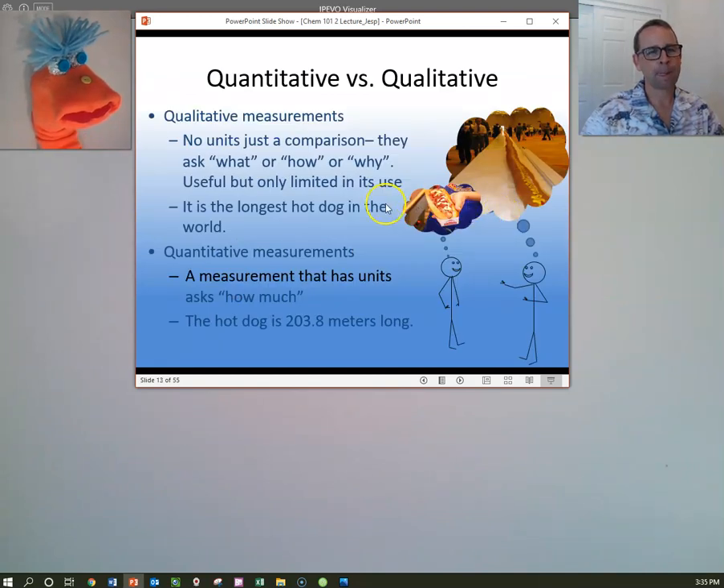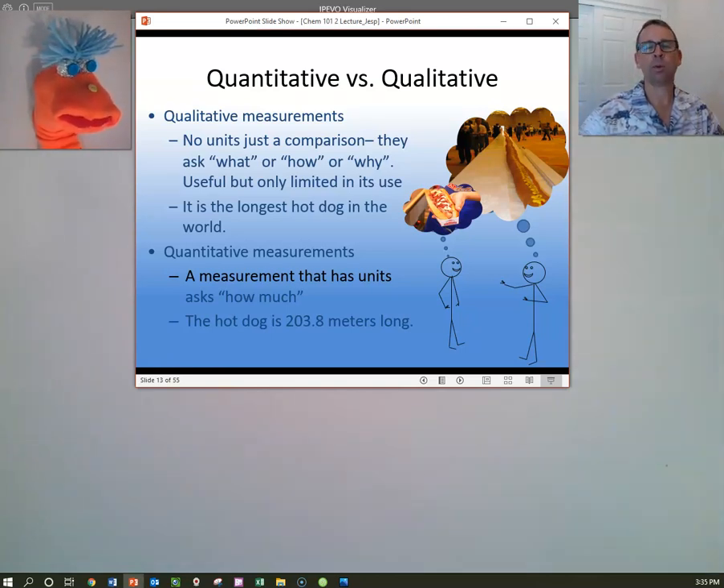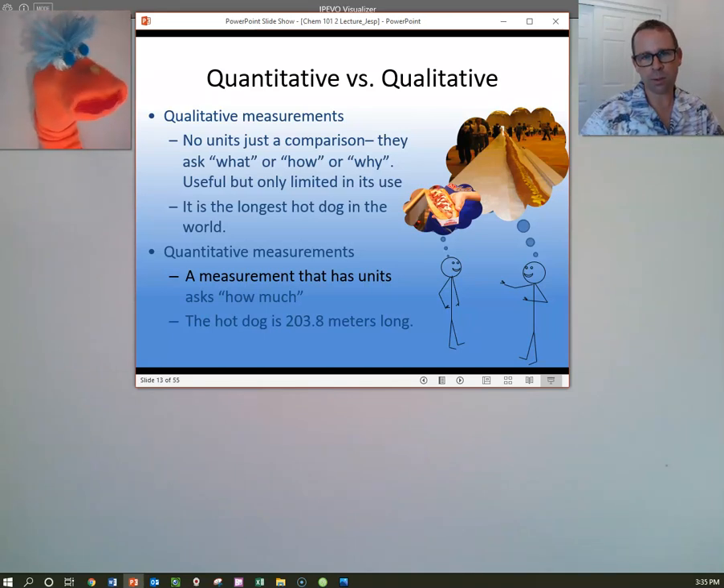All right. We also want to speak what we call quantitatively as much as possible. Quantitatively is basically saying, we don't just say something is big or something is long. We want to say how long. And we don't want to say, again, just 203, for example. We want to say 203 meters. Is that really the longest hot dog in the world? Yeah, that's right. Well, at least at the time that I made this slide, 203.8 meters long, the longest hot dog. What do they do with that? I think they eat it. Oh, okay.